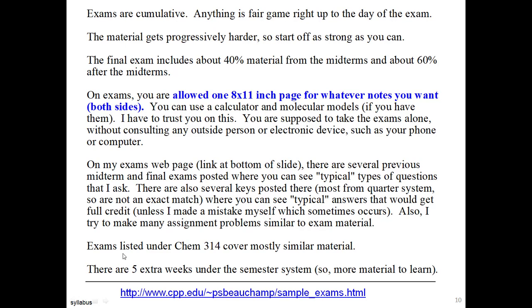I also have a section there from when I used to teach the whole year course called Chem 314, although now it's 3140. The first quarter of that course, when I used to teach it, is the same as the first quarter of this course when it was quarters. Now this course is semesters, so there's a little extra material because we could do 5 extra weeks. Okay, so a little more material to learn. But anyway, there are some exams down here you could possibly take a look at if you want more examples.